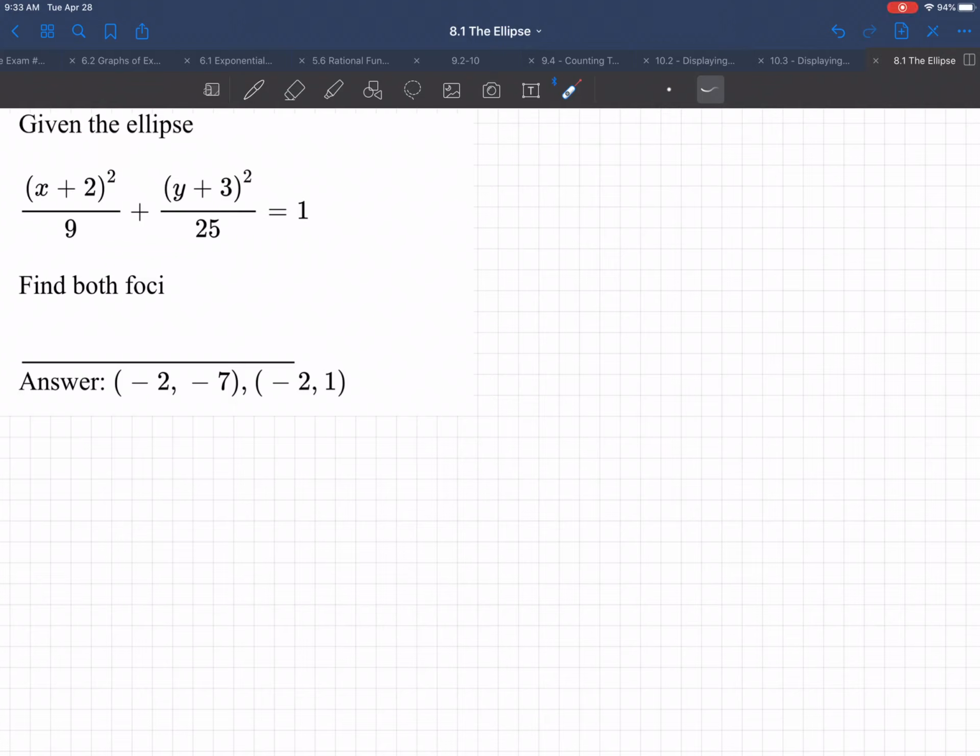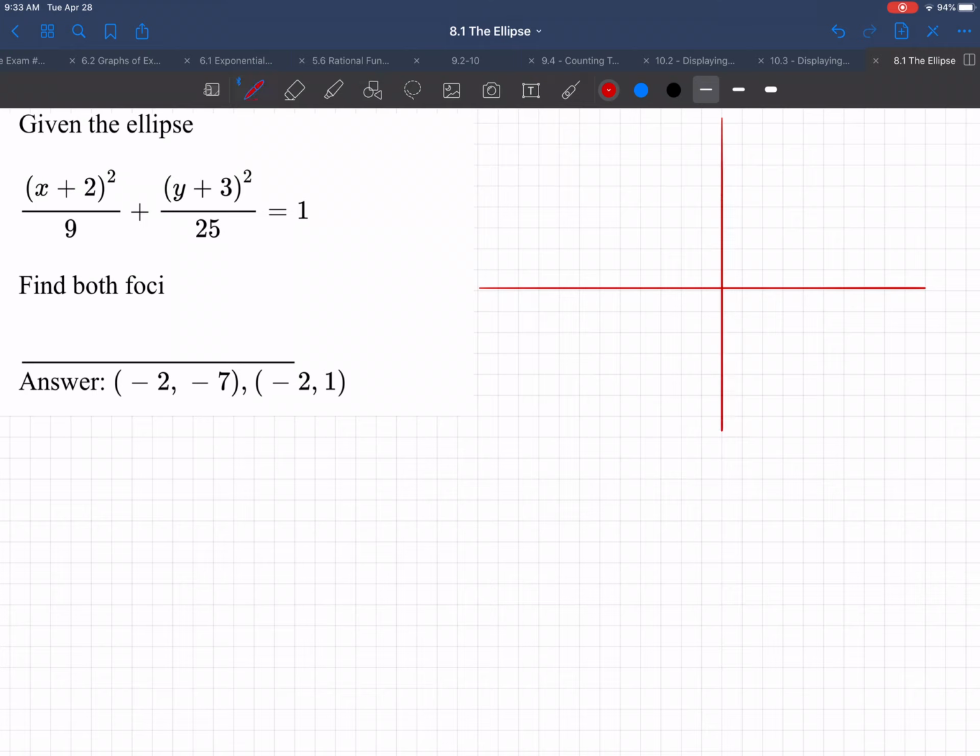Given the ellipse equation, find both foci. So this is an interesting question. I think the best thing to do would be to graph it, actually. So let's do that. I'm going to go over here and do my best to graph this thing.